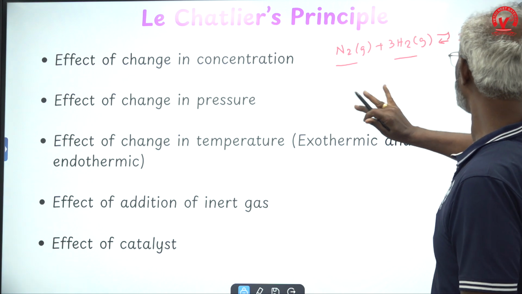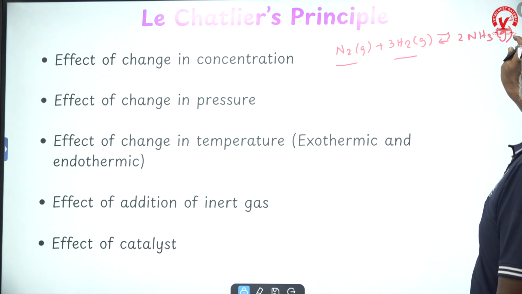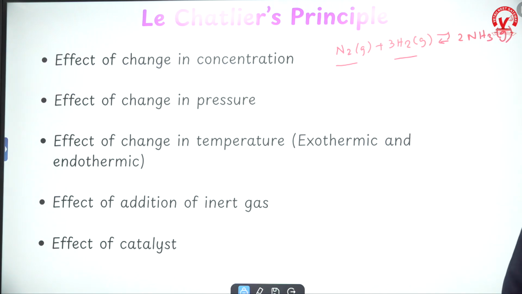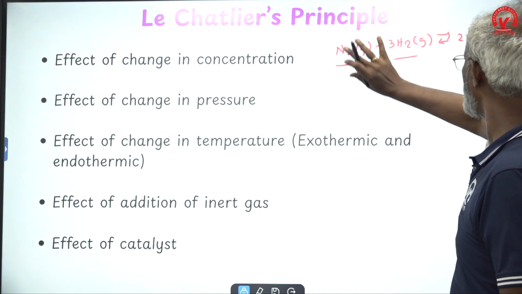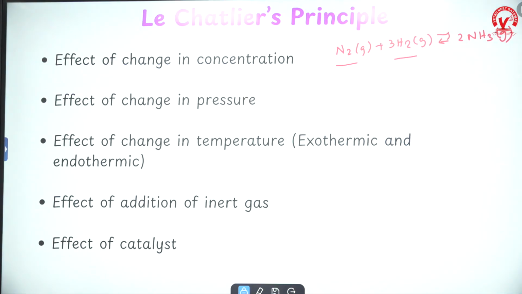Therefore, the system will react in such a way that it will form more products, and the equilibrium will shift to another equilibrium state. The addition of reactants will not just remain there. The reactants will get consumed and will form more products. Then those products will form reactants again and it reaches another equilibrium state.